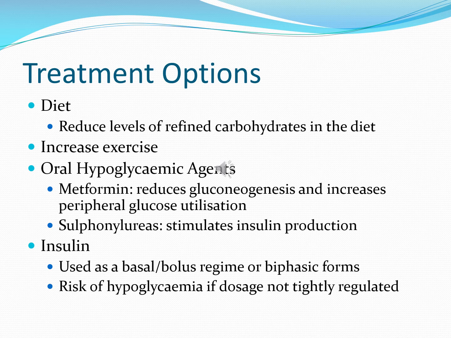Oral hypoglycemic agents, sulfonylureas, which we mentioned, and metformin. So metformin actually reduces gluconeogenesis and increases glucose utilization. Okay, so you're basically going to help with the insulin resistance there as well. And insulin can be used as a bolus regime, which are injected, or it can be taken in biphasic forms. But again, there's a risk of hypoglycemia if the dosage is not tightly regulated.